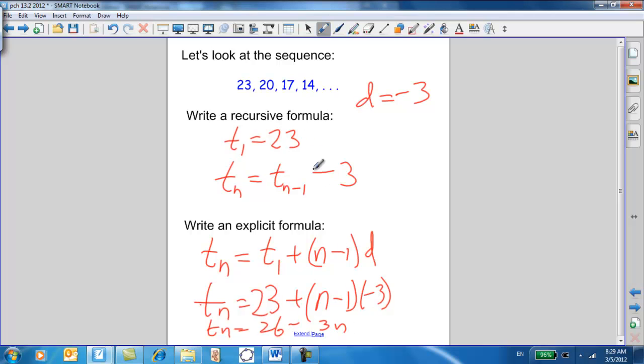Notice how these formulas look very different. Because one is defined explicitly, you get the nth term in terms of n. And in a recursive formula, you get the nth term in terms of the previous term. And so that's not enough. The recursion alone is not enough. You also have to be given the initial condition.